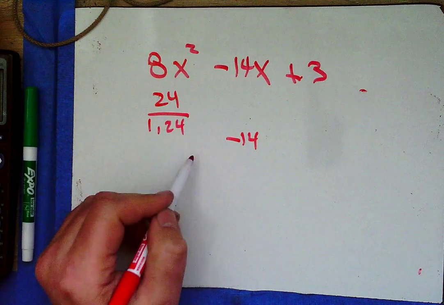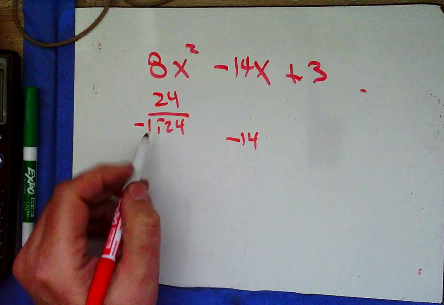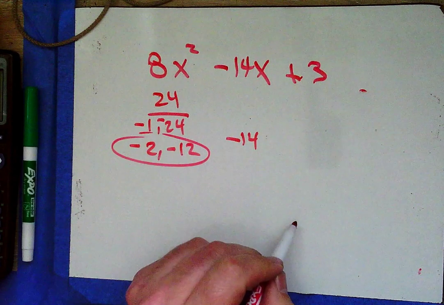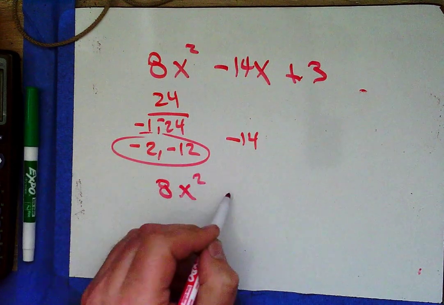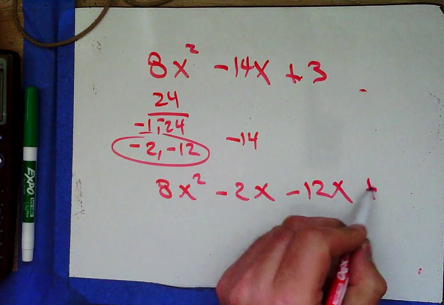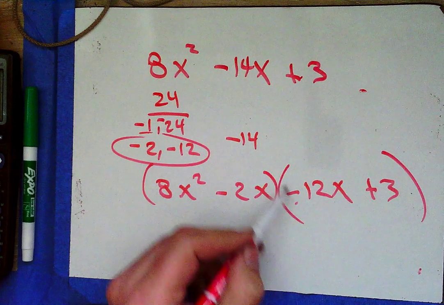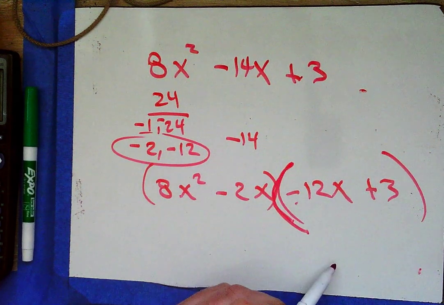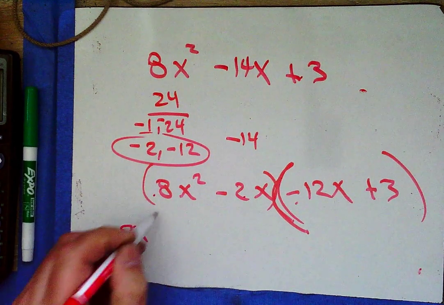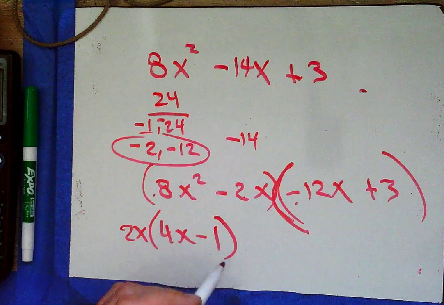1 times 24, no. Oh, wait, since they have to add up to negative, both of these have to be negative. 2, negative 2, and negative 12. Oh, there it is. So then I replace the negative 14x with negative 2x minus 12x plus 3. I group in pairs. Don't forget to catch this sign inside that parenthesis, or you will get the problem wrong. Here I can factor out a 2x, leaving me 4x minus 1. 2x divided by 2x is 1, not 0.